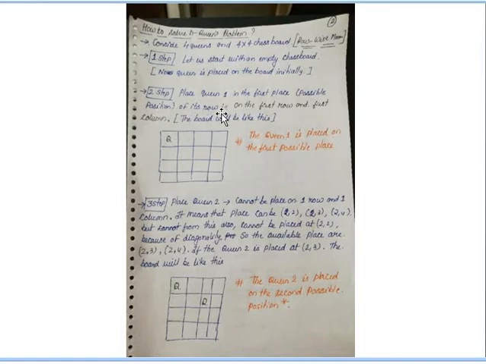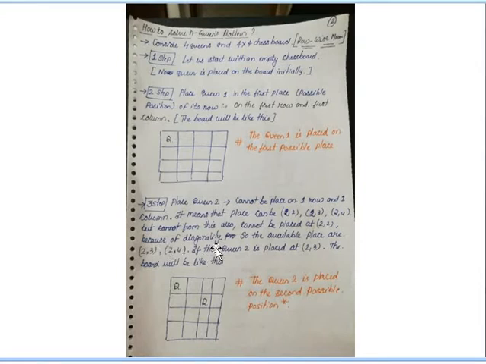So we place the first queen on the first row and the first column. After placing the queen, the board will look like this. Queen 1 is placed on the first possible place, the first row and first column, and for the queen we use the symbol Q.